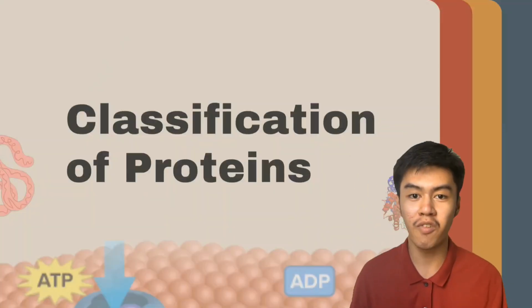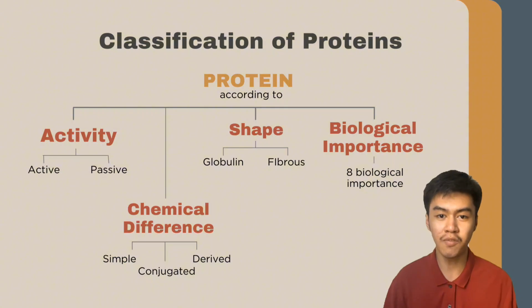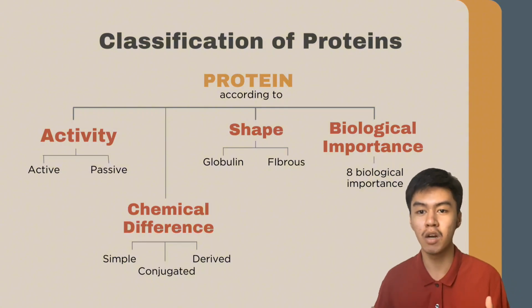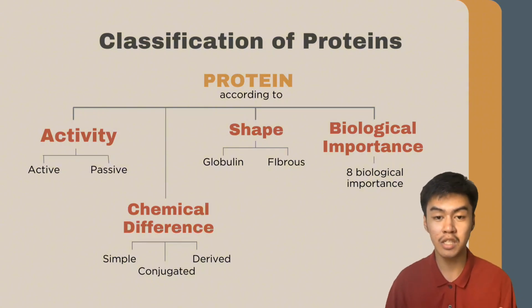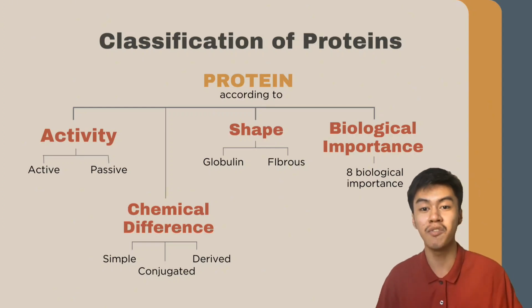So let's delve more into the world of proteins. When we think of proteins, we often think of it as an essential component in the human body, serving diverse functions and other biological processes. But did you know? Proteins can be classified into several categories based on their activities, chemical differences, shapes, and biological importance. This classification system not only organizes our knowledge but also helps us to predict the behavior of proteins in different conditions.